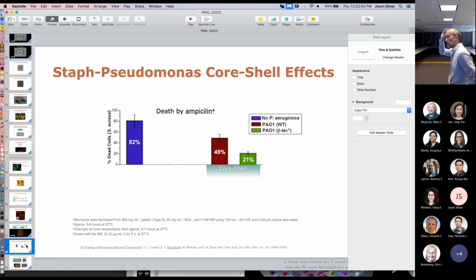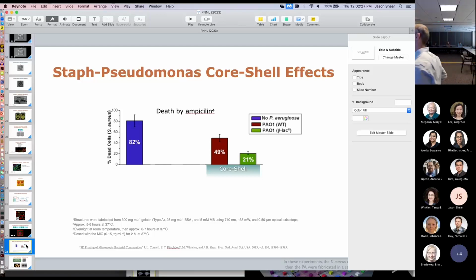So when we looked at this, we looked at how ampicillin affected the kill rate of staph. Normally staph is pretty susceptible to ampicillin. It's a beta-lactam antibiotic like penicillin, right? With no Pseudomonas around it, we killed most of the staph. When we surrounded it by a dense shell of Pseudomonas, we retrieved a lot of survival.